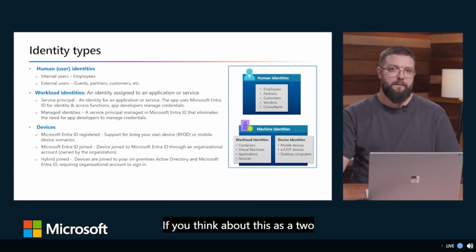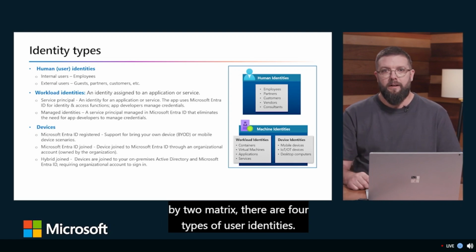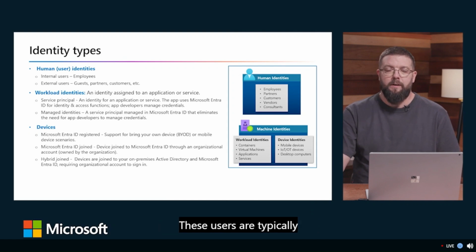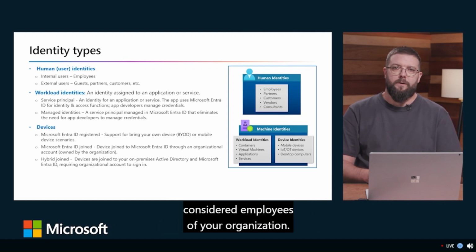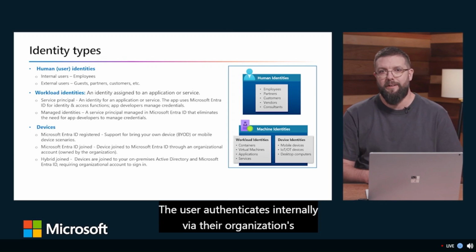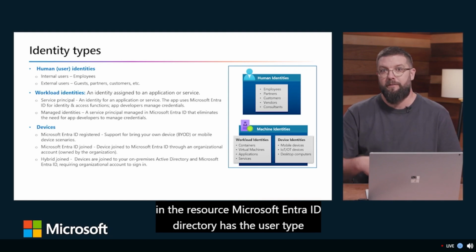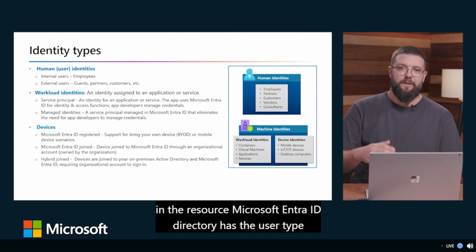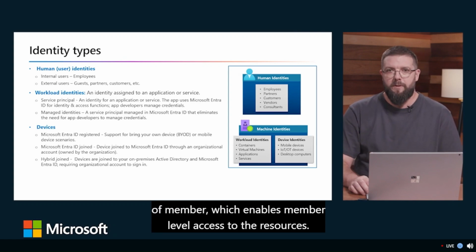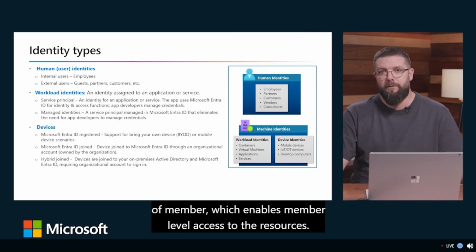If you think about this as a 2x2 matrix, there are four types of user identities. You've got the internal member. These users are typically considered employees of your organization. The user authenticates internally via their organization's Microsoft Entra ID, and the user object created in the resource Microsoft Entra ID directory has the user type of member, which enables member level access to the resources.